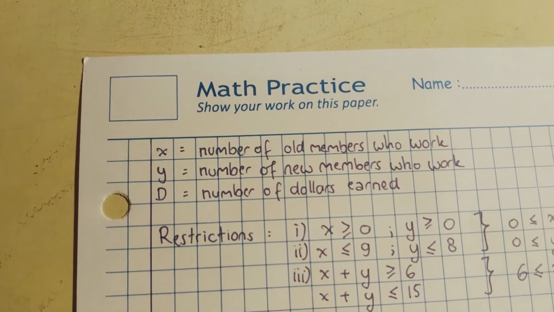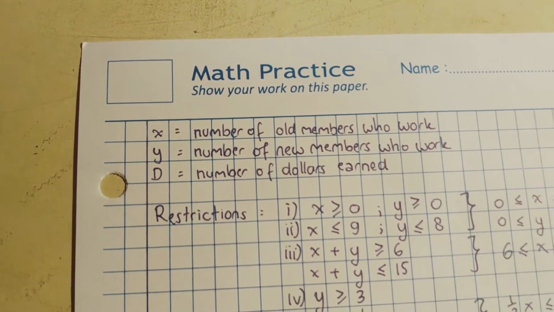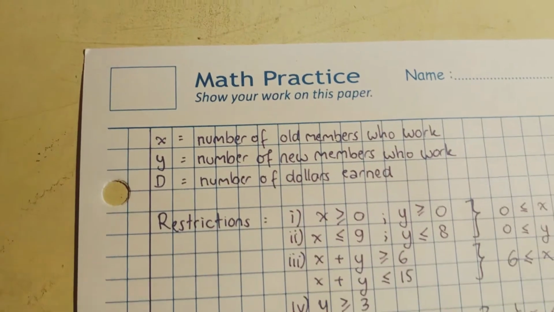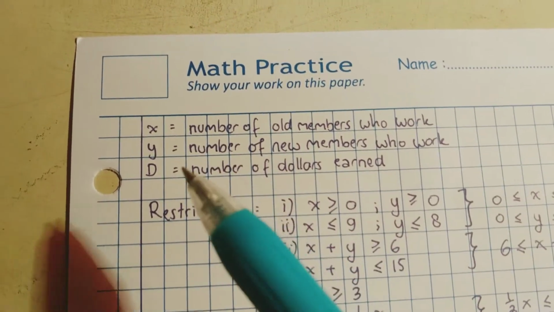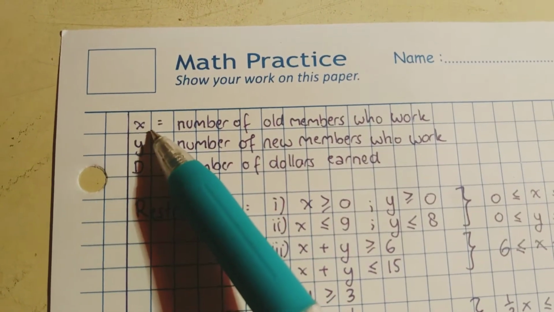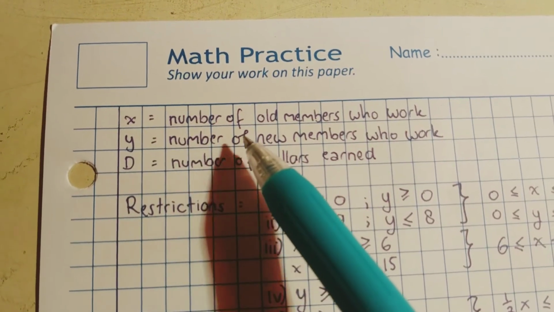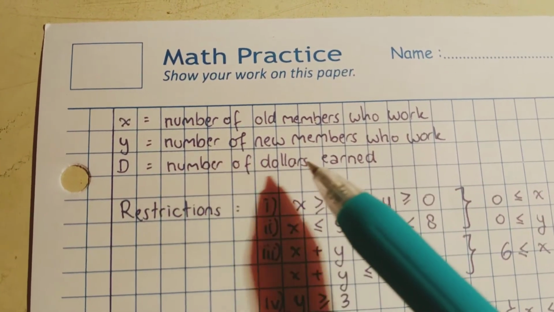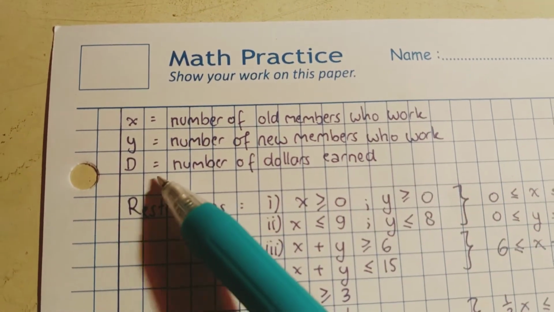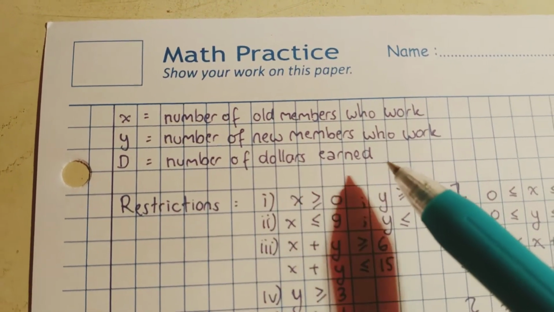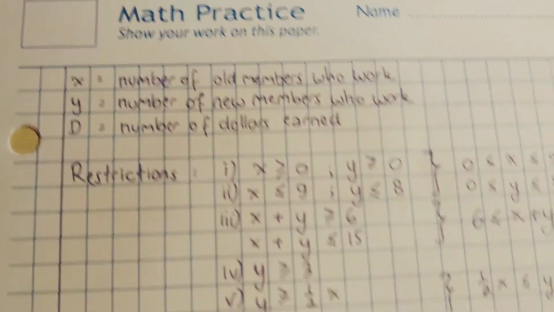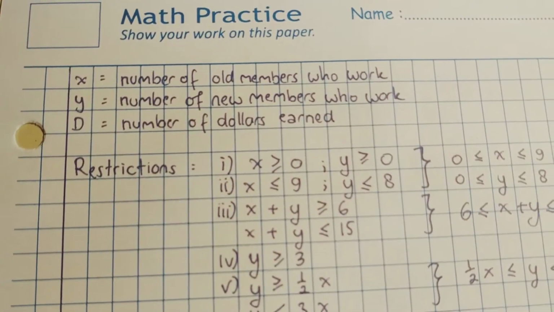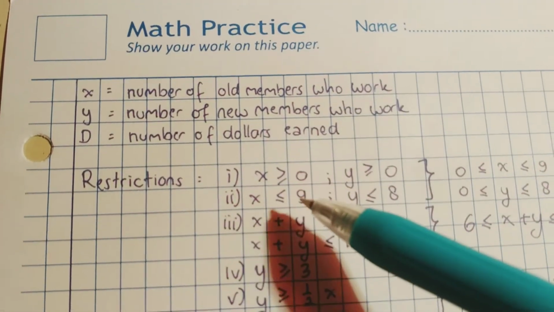So now I want to discuss further about number 3, when I have already presented you the answer. Let me remind you that X is the number of old members who work, Y is the number of new members who work, and D is the number of dollars earned. So let's go to the restrictions. How could we figure out the restrictions?